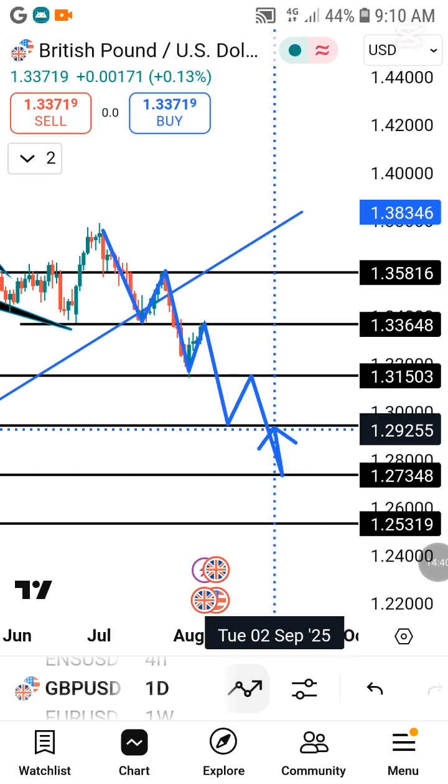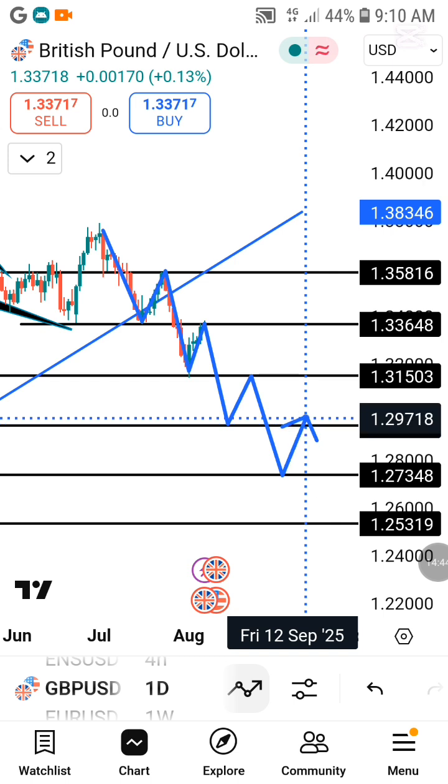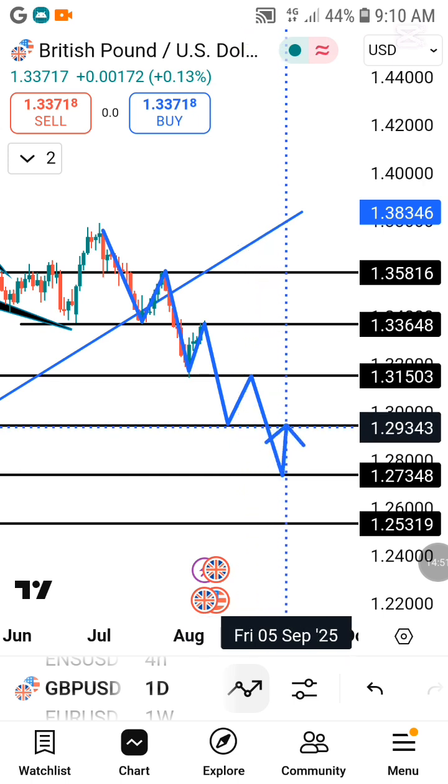Can you see? Now you will not enter on a pull down. You enter from the retracement that gives you a resting point. You always enter from the resting point. The resting point is the previous low.